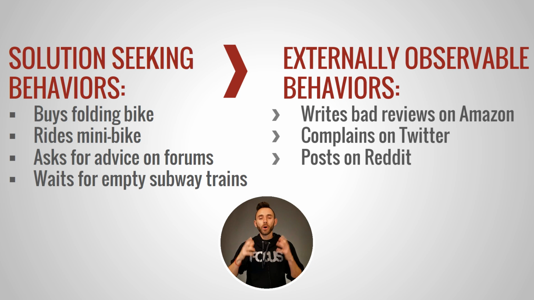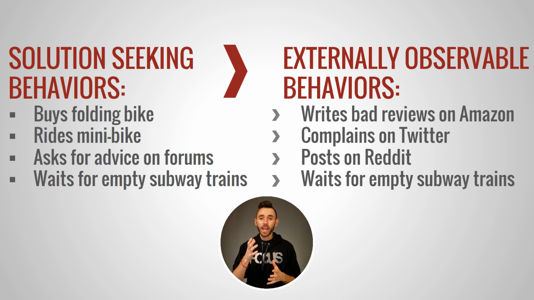Or what about someone who's posted on Reddit, seeking advice from other people about how to solve this problem? That means they self-identified as an early adopter. They're looking to solve this problem. Or we could go and hang out in the subway and see if bike riders actually wait for empty cars before getting on. In that case, we can just go up and have a conversation with those people to see what problem they're trying to solve.